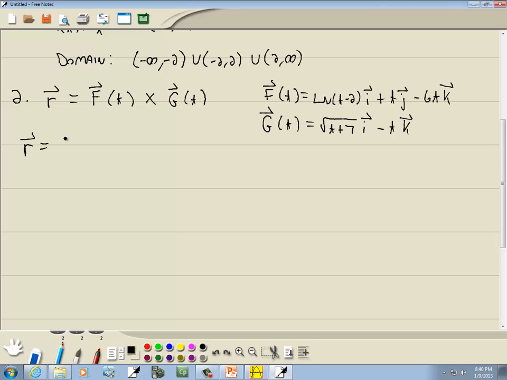Now remember, to find a cross product, it's a determinant. And the first row is always i, j, and k. Now our first vector here, f of t, we're going to put that here. So we're going to have natural log of t minus 2, t, and negative 6t. So we put our component functions down. G of t. Our first one is the i, so we'll have square root of t plus 7. J we're missing, so we'll put a 0 there. And then for the k, I'm going to have negative t.